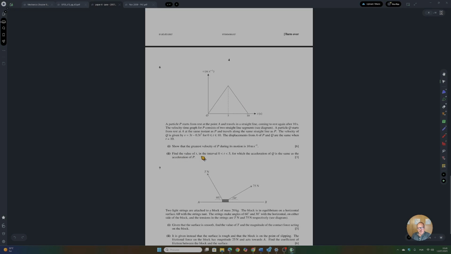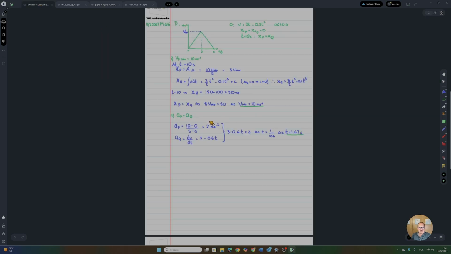Find the value of t in the interval 0 to 5 seconds for which the acceleration of Q is the same as the acceleration of P. First, we need to get the acceleration of P. It's just the gradient of that line. It's 2 meters per second squared. The acceleration of Q is given by the derivative of that, which is just 3 minus 0.6t. Equate this to that, and you get the value of t. As simple as that. Last one.